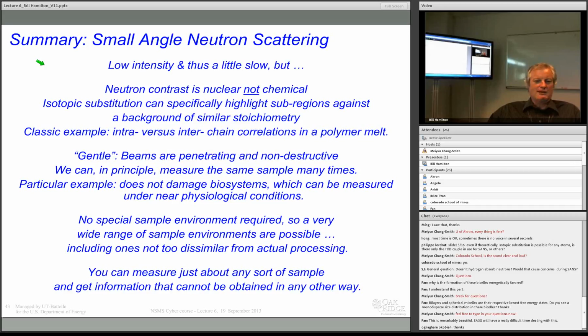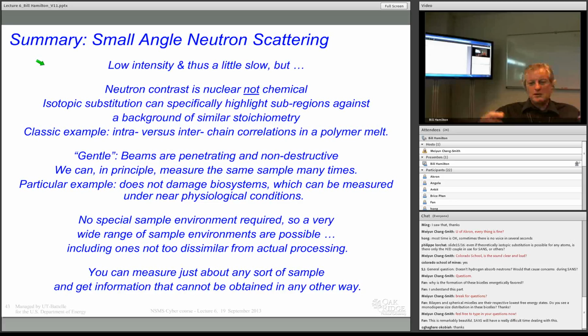And the beams are gentle. You can measure the same thing over and over again. You can do absolute normalization. You can take a sample from your PhD thesis, and provided you have made sure that it has not rotted, 10 years later you can find out to your disappointment that the absolute normalization of it has not changed a whit since you wrote up, so there's not another paper in it. Sorry, Elliot. And particularly, and of increasing interest, we don't damage biosystems.